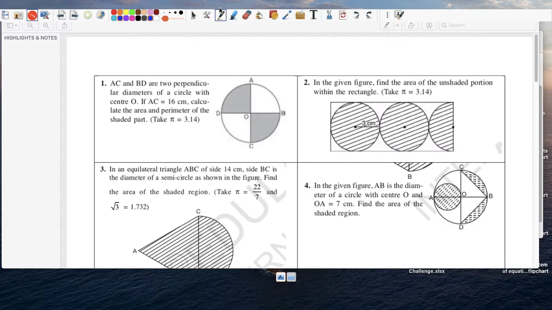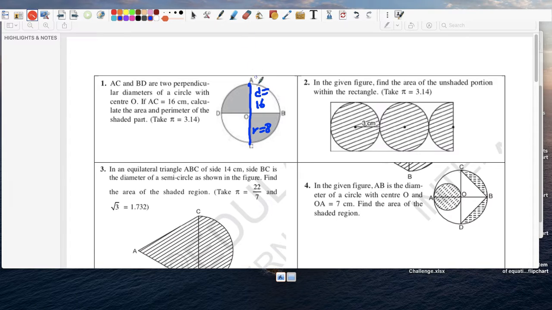All right. So these are two perpendicular diameters. The AC, what is this? AC equals 16. So I'm going to write that the diameter, this line A to C, is 16. So let me write 16. The diameter D equals 16, and obviously the radius equals 8. Calculate the area and perimeter of the shaded part.